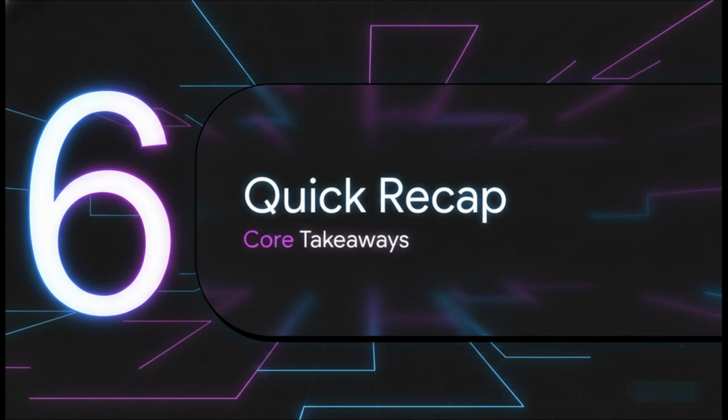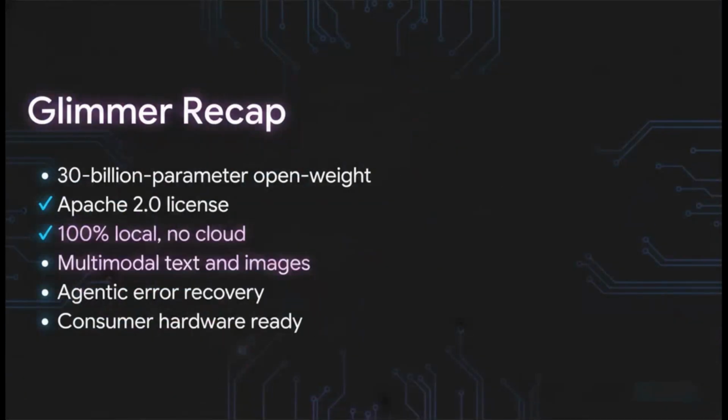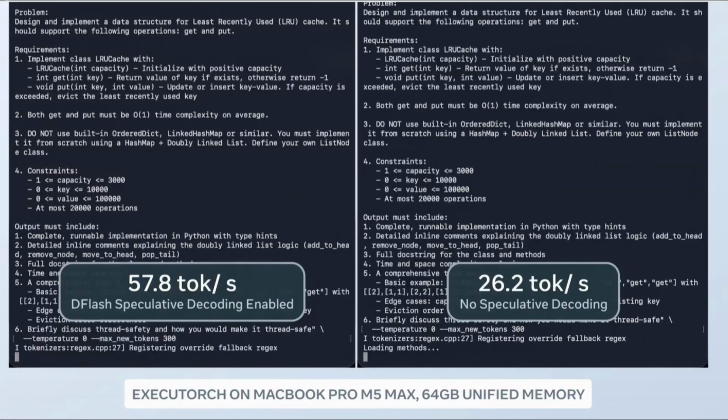Quick recap. The core takeaways. Let's quickly hit the essential checklist for what makes Muse Glimmer so revolutionary. It's a highly efficient 30 billion parameter model. It is completely open weight, utilizing that business-friendly Apache 2.0 license. It runs 100% locally with zero cloud tethering. It is fully multimodal, so it understands your images and documents just as well as text. It features an advanced agentic loop that literally allows it to recover from its own errors. And finally, it is entirely ready to run on the consumer hardware you probably already have sitting in your home right now. Which leaves us with one massive, lingering question.